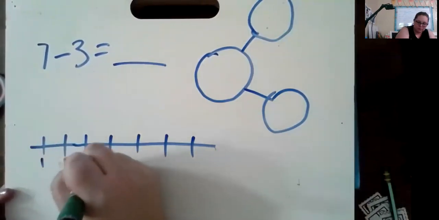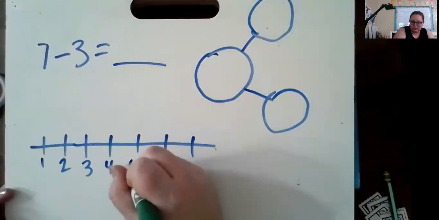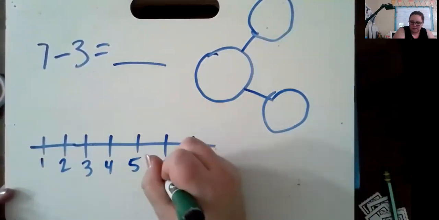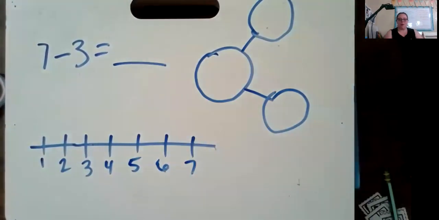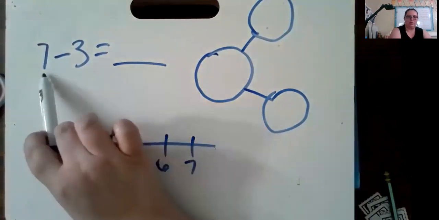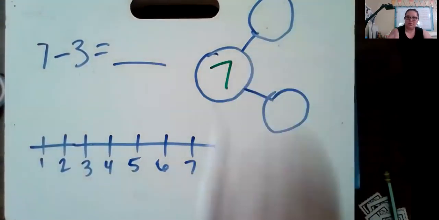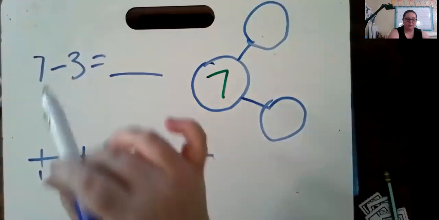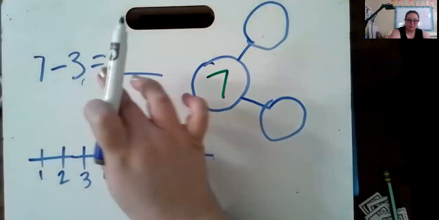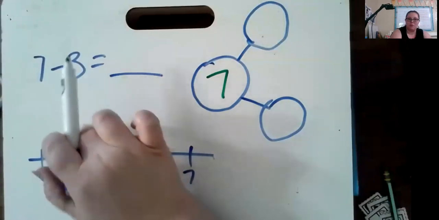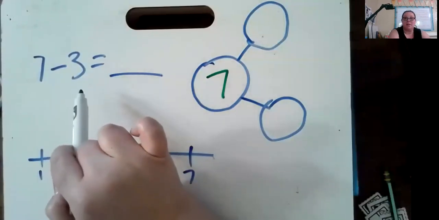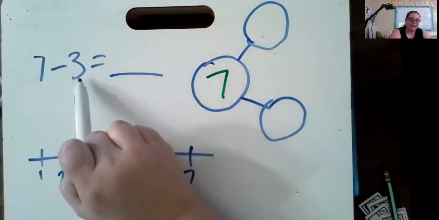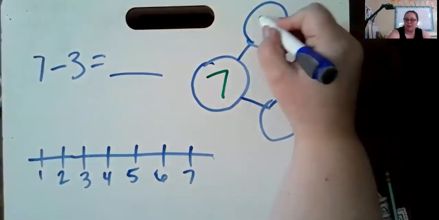1, 2, 3, 4, 5, 6, 7. All right, so our 7 is going in there. That's our whole number. It's the largest number. We have one part. The 2 smaller parts are the 2 numbers that make 7, like if we're adding. Okay, so 3, we're going to put up here.